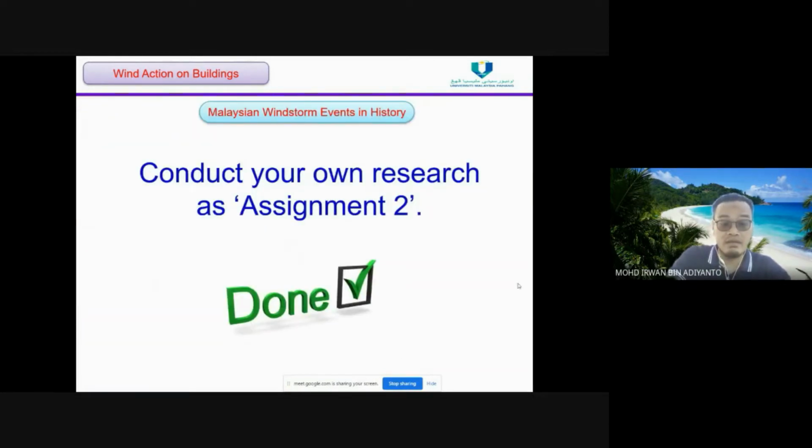Also in this subtopic, about the Malaysian windstorm events in history, the damage caused by wind load and the engineering approach, you already covered all of this in your assignment 2. So you can refer to your assignment 2 for your revision.